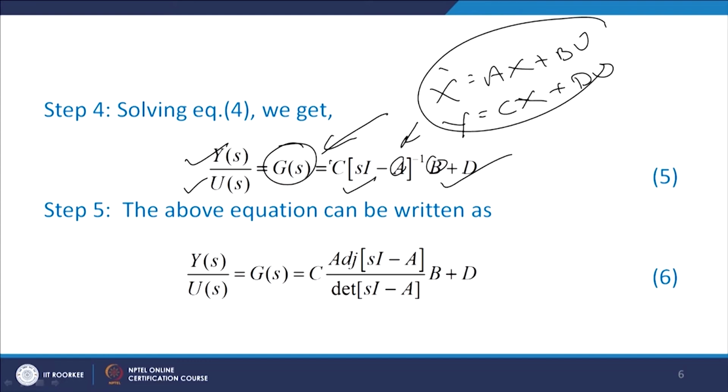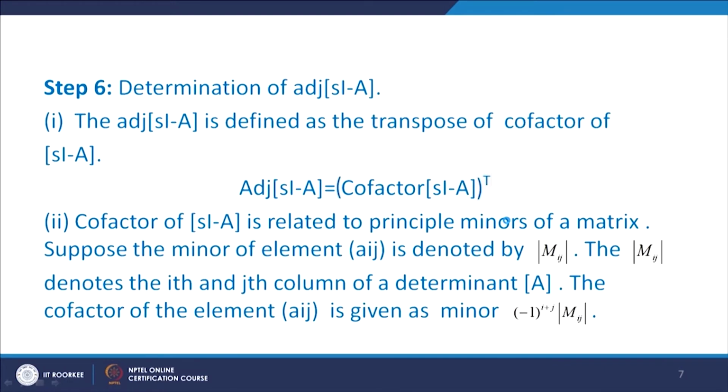Therefore, this equation (sI - A) inverse we have written in this form: adjoint of (sI - A) divided by determinant of (sI - A), times B, and C and D. So, the main purpose here is to calculate the adjoint of (sI - A) as well as the determinant of (sI - A). Now, how to calculate? First of all we define what is meant by the adjoint of (sI - A).